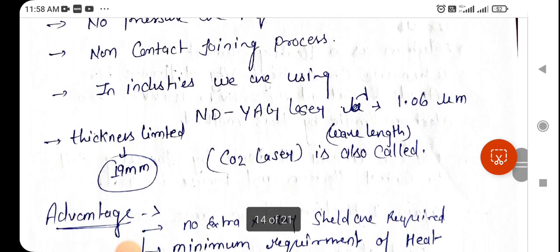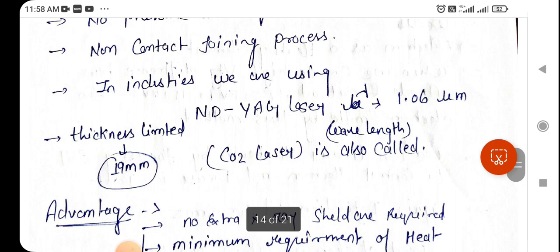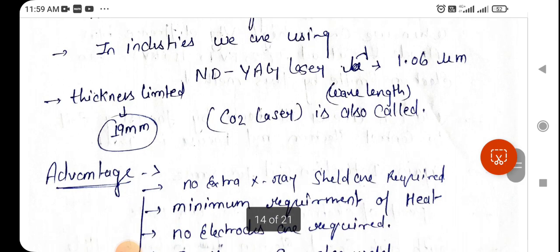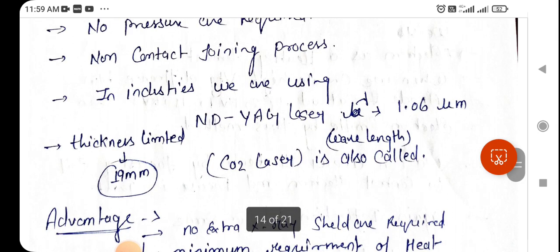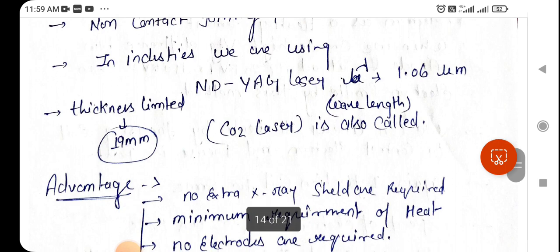In industry, we use the Nd:YAG laser, which has a wavelength of approximately 1.06 micrometer. Thickness is limited in laser welding. We can only weld sheets up to 19 mm thickness.